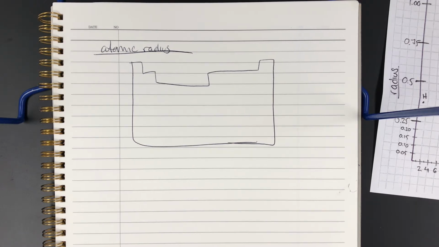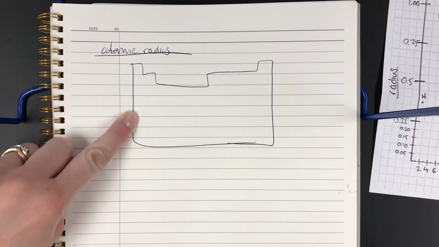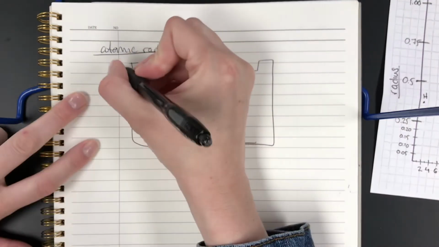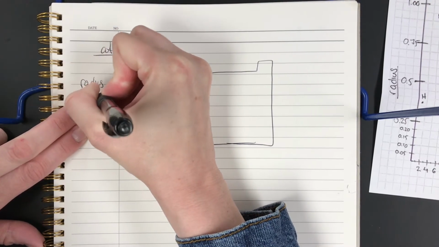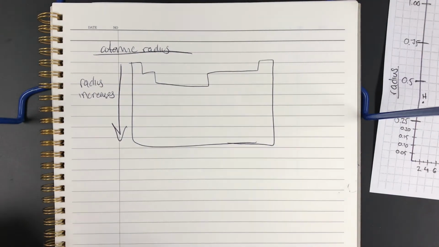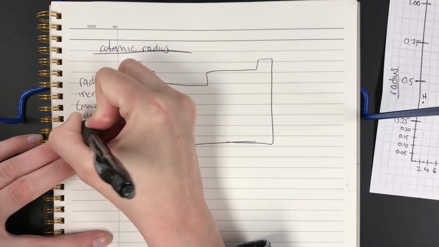Okay, so what we're going to do is look at a couple different trends on the periodic table. Atomic radius we just talked about, but we're going to add it into our notebook here. What happens as we go down the family? What happens to the radius? It gets bigger. So as we go down a family, radius increases. Why? Because there's more valence shells.